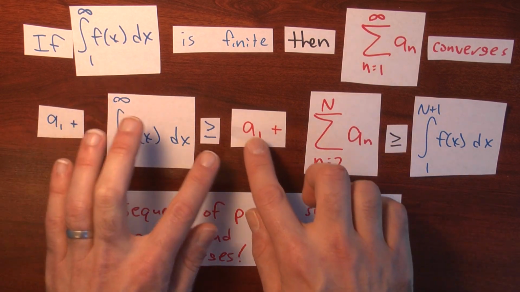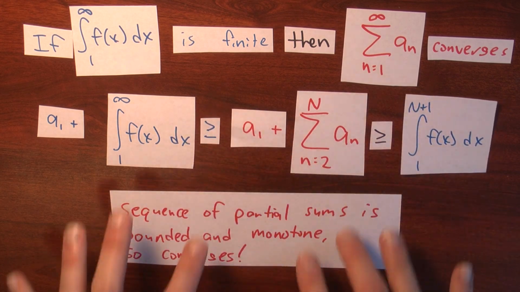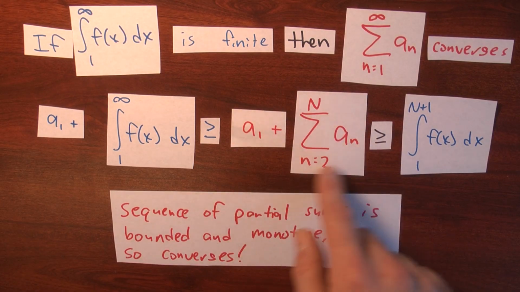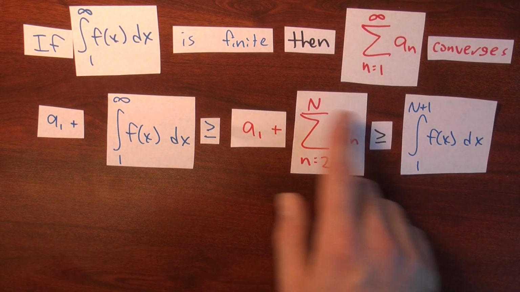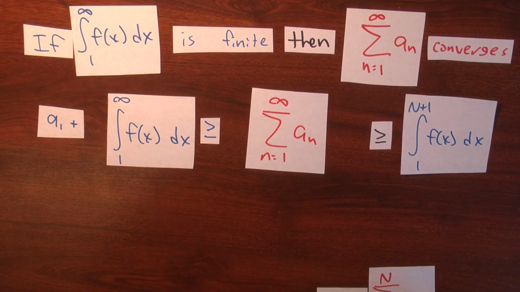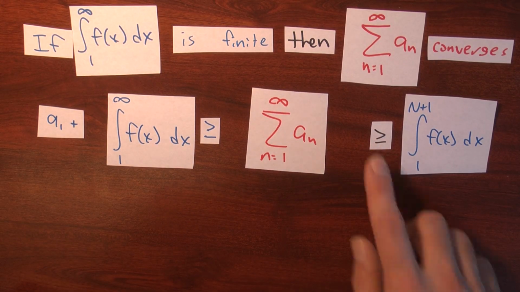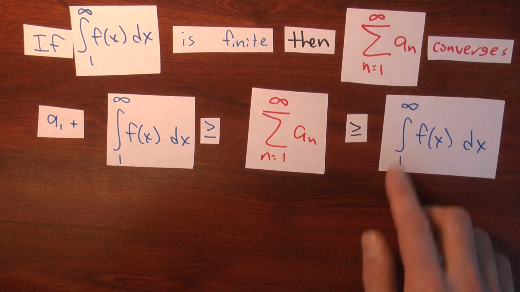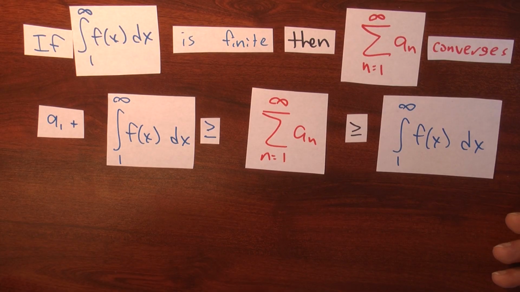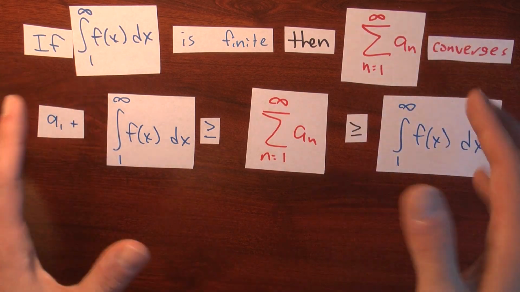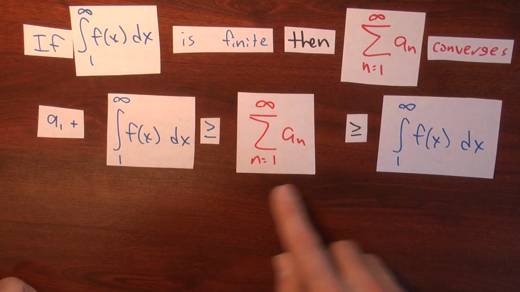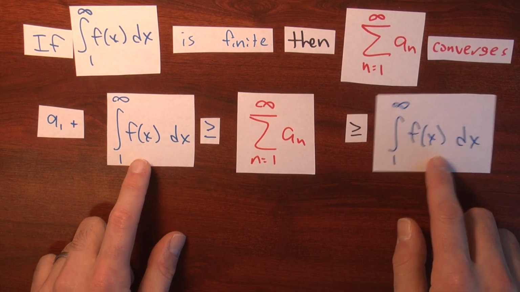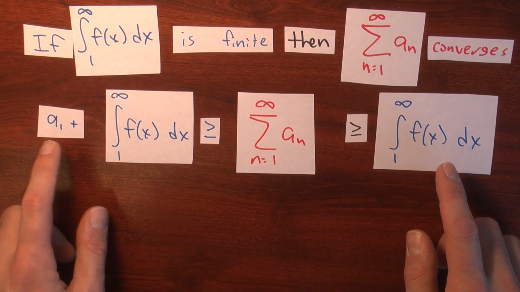So now take a look at this. I could now take a limit as big N approaches infinity, and here I would be getting what? Well, this would just become the series, the sum of all the a sub n's, and this is now the integral from 1 to infinity of f of x dx. So what I really know is that the value of this series is trapped between this integral and the same integral plus the first term.